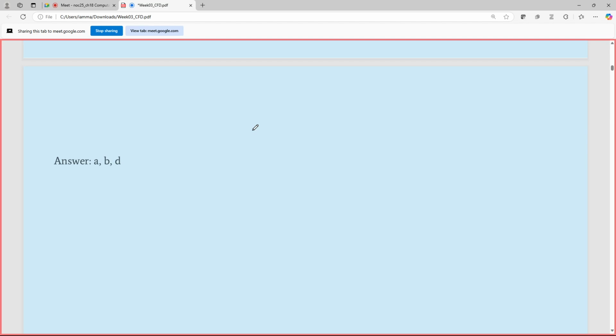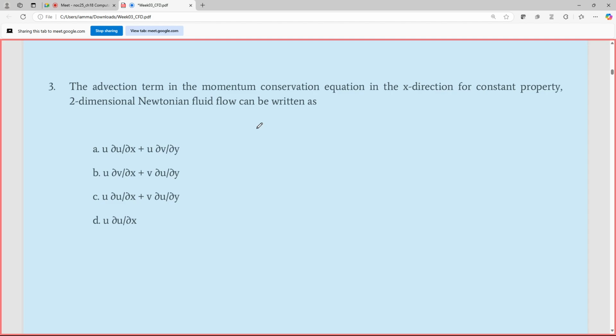So answers A, B, and D can be considered as Newtonian. Moving on to next question. The advection term in the momentum conservation equation in x direction for a constant property in a two-dimensional Newtonian fluid flow can be written as which among the following?